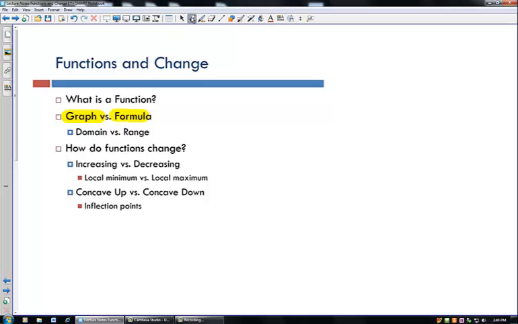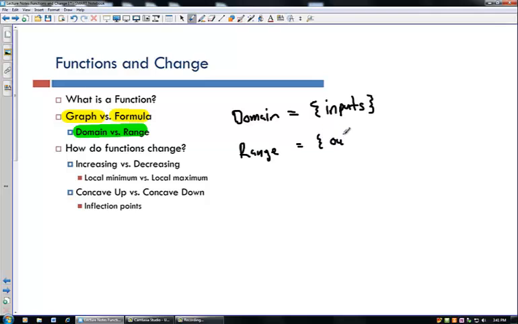And when we talk about these points of view, the first thing we want to look at are the domain and range. The domain is a very simple idea. The domain is the set of all possible inputs for your function. Whereas the range, well, if the domain is the inputs, the range is the possible outputs.